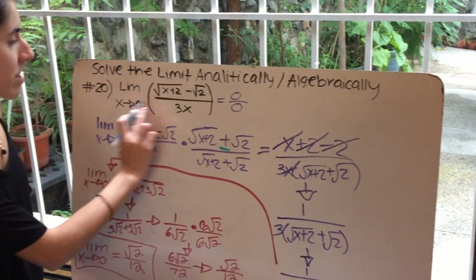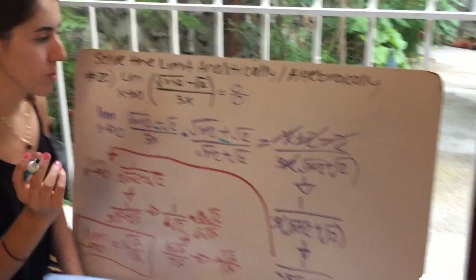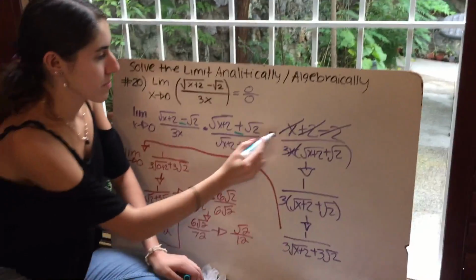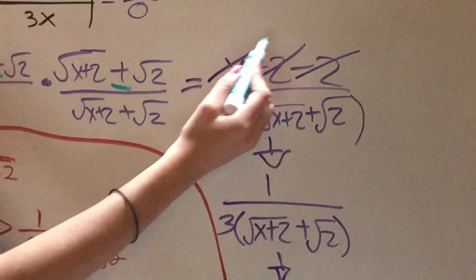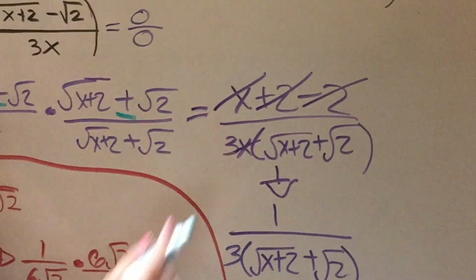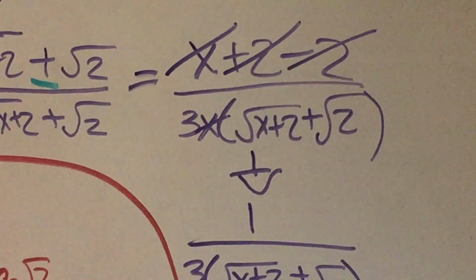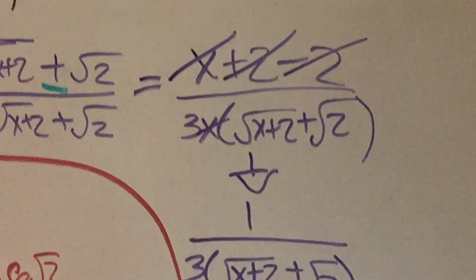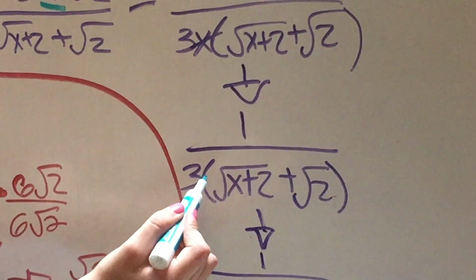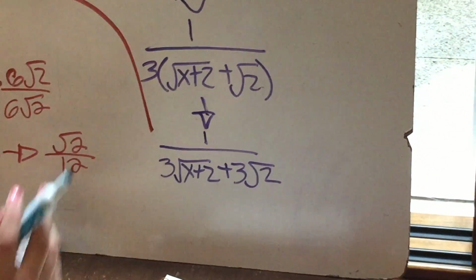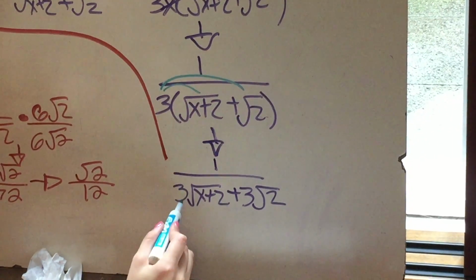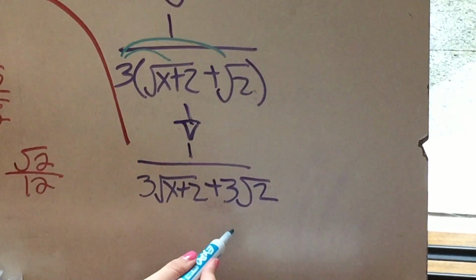So when we multiply square roots, they cancel. So it gives us x plus 2 minus 2. When we multiply this, it gives us this. And negative 2 and positive 2 cancel. Then on the bottom, we have 3x, parentheses, square root of x plus 2 plus square root of 2. And the x's cancel. So we are left with 1 over 3, parentheses, square root of x plus 2 plus square root of 2. And now we're going to do distributive property, which then gives us 3 square root of x plus 2 plus 3 square root of 2.